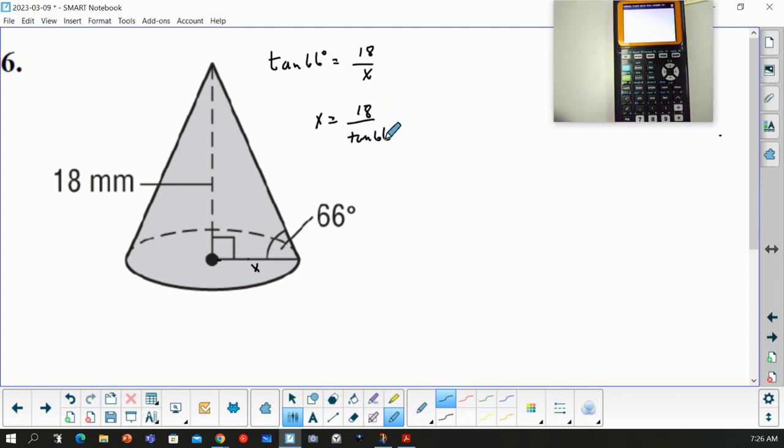On my calculator, I'm going to hit 18 divided by, and then there's a tan button, tangent 66, and then I hit equals, and I get 8.014. And so I'm going to write this right down here, 8.014, and it was millimeters, so it's millimeters. All right, so ignore all that. Pretend like it didn't happen.